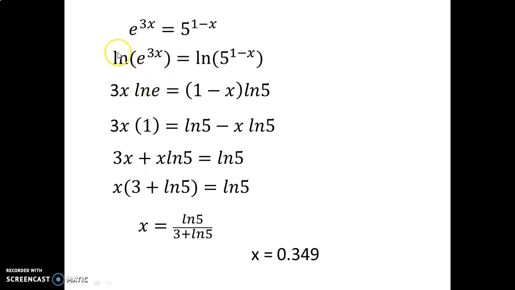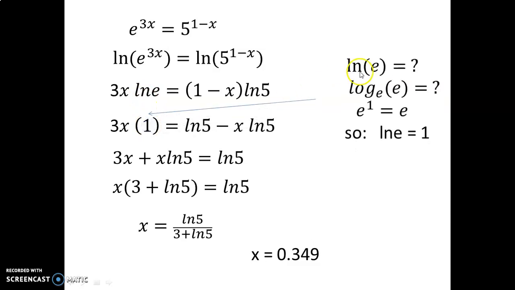In this case, I decided to use natural log on both sides only because I have e here, which makes it a little easier to work with. One thing that happened here is this ln e here became 1. And of course, you may know it happened because of this. So take a look at what happened there, why this turned into a 1, and then proceed from there.